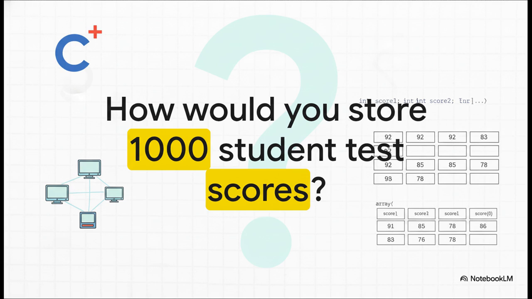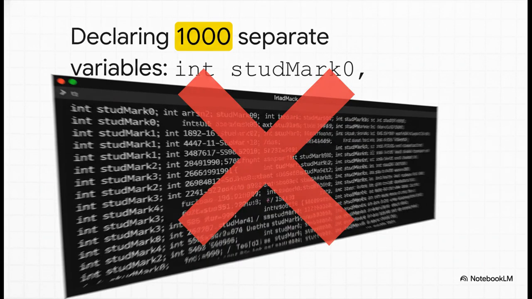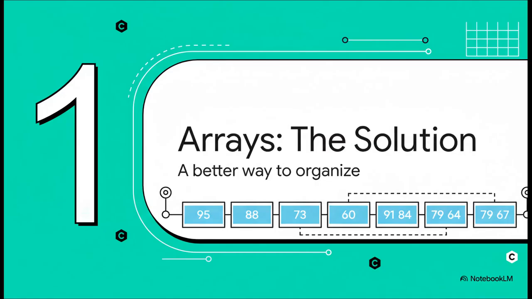Your first thought might be, well, I'll just create a variable for every single score. And if you went down that path, your code would look something like this: a long, painful, and honestly, a nightmare list of individual variables. This isn't just a ton of typing, it's basically impossible to manage. There has to be a better way, right? And of course there is.